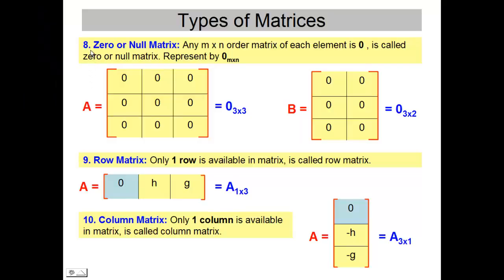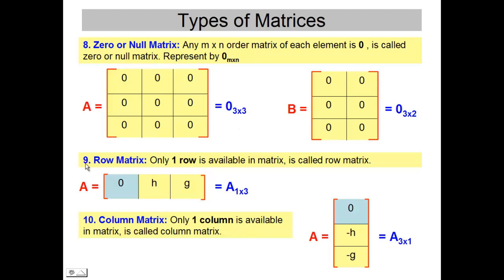Now the eighth matrix is the zero or null matrix. Any m by n order matrix in which each element is 0 is called a zero or null matrix, represented by 0 with its size m by n. An example is matrix A, where all elements are 0 and the size is 3 by 3. Another example is B, where all elements are 0 but the size is 3 by 2. This is called a zero or null matrix.